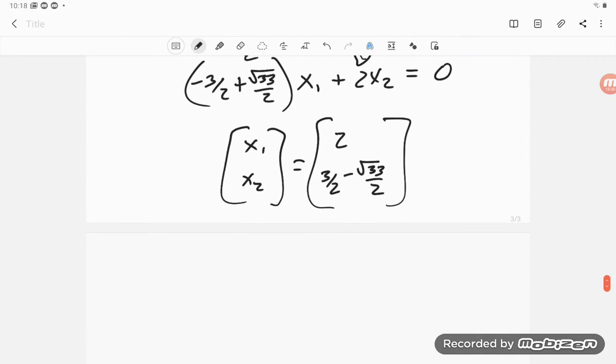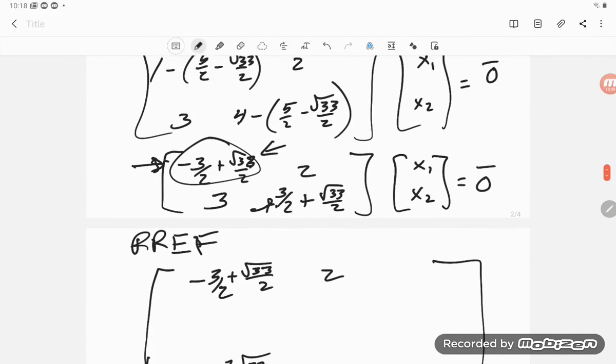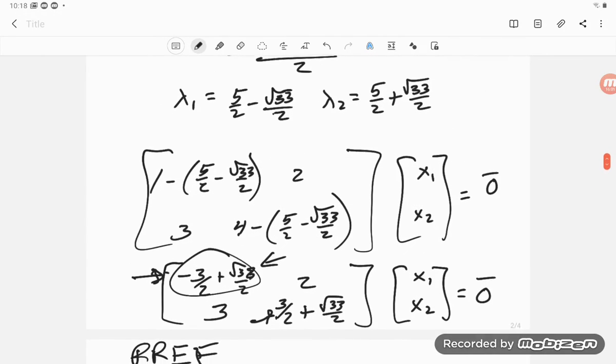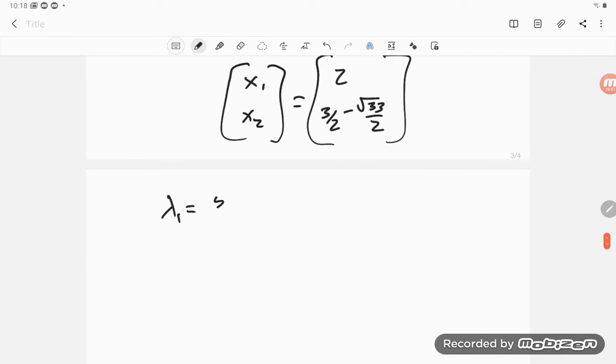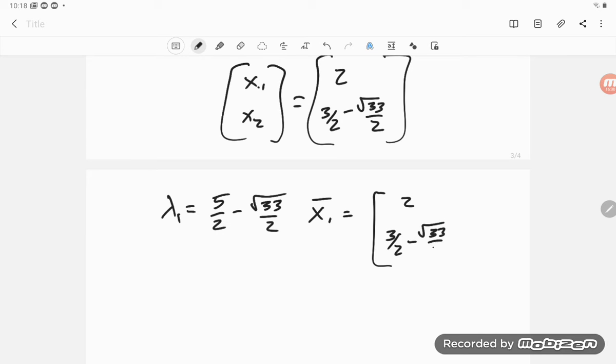Okay, so my eigenvalue, eigenvector pair: I guess I could call it lambda 1, was equal to, I've got to come back here and find the darn thing, 5/2 minus the square root of 33 over 2. So 5/2 minus the square root of 33 over 2. And x1 as a vector, not x1 as a scalar, is the vector 2, 3 over 2 minus the square root of 33 over 2.